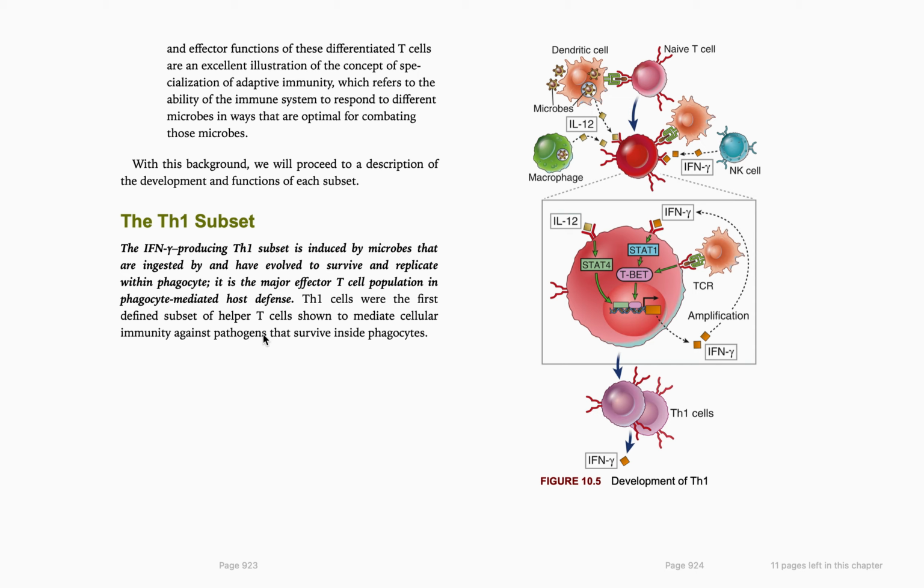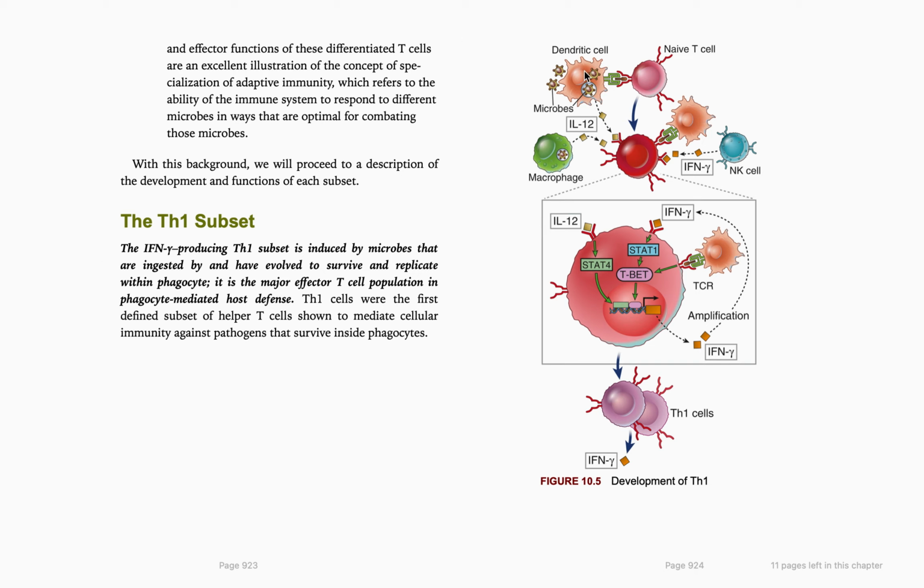So this is the development of T helper 1. Let us go on. The Th1 subset. The interferon gamma producing Th1 subset is induced by microbes that are ingested by and have evolved to survive and replicate within a phagocyte. It is the major effector T cell population in phagocyte mediated host defense. Th1 cells were the first defined subset of helper T cells shown to mediate cellular immunity against pathogens that survive inside phagocytes.